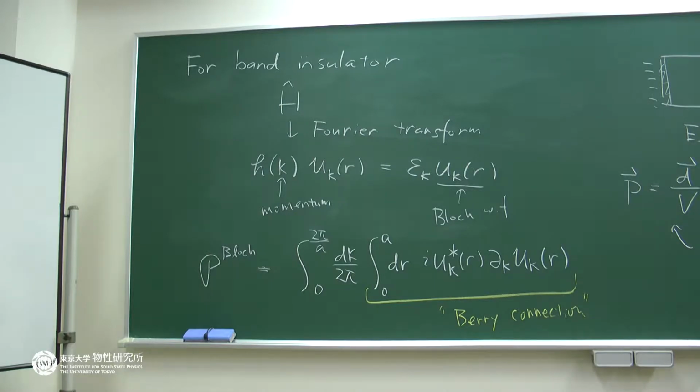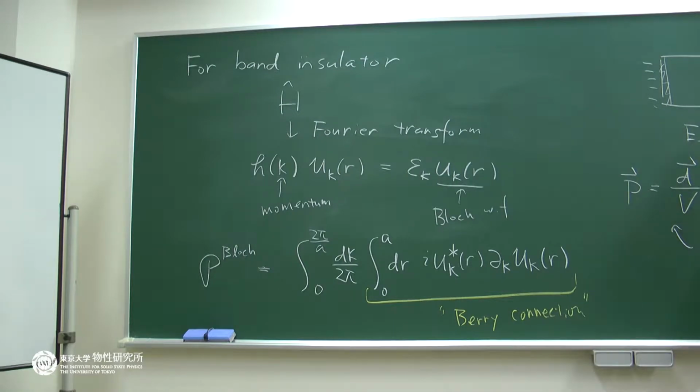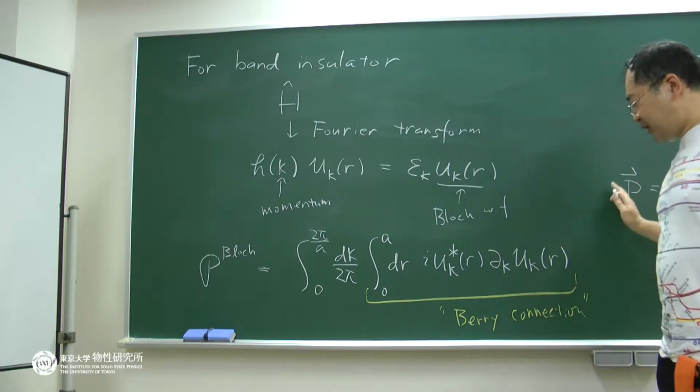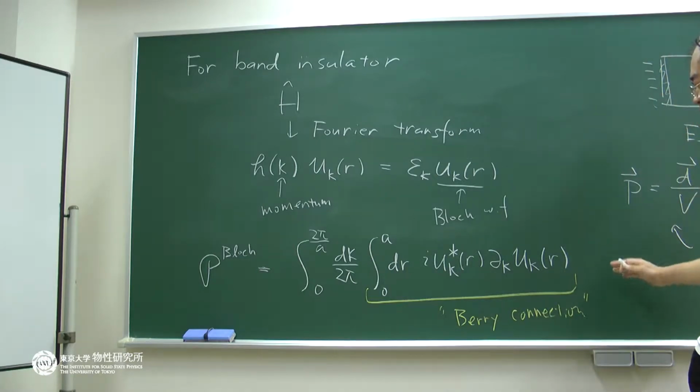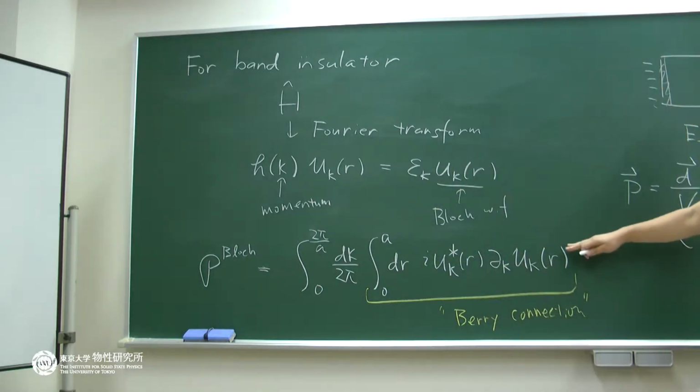And then you integrate over the Brillouin zone. Then you get some number. And if you are more familiar with field theory, this is something like a Wilson line, the integral over the closed contour in the Brillouin zone. And the earlier papers tell us that if you compute this for occupied bands, then you get polarization.